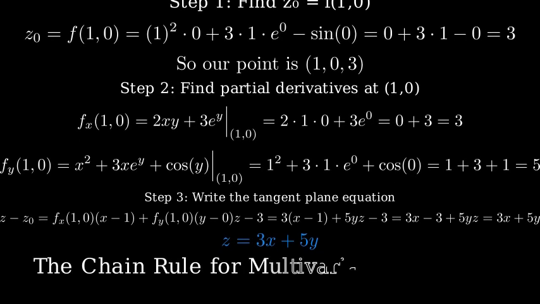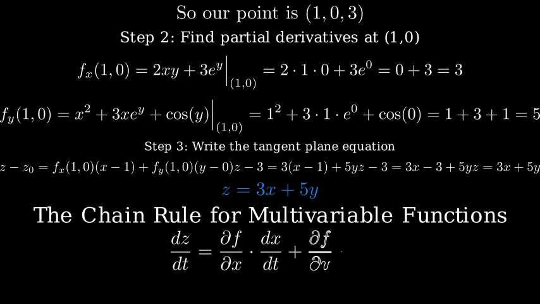The chain rule tells us how to compute the derivative of a composite function. In the multivariable setting, it gets more complex, but follows the same fundamental idea. If z equals f of x and y, and both x and y depend on t, such that x equals x of t, and y equals y of t, then the derivative of z with respect to t is dz over dt equals the partial of f with respect to x times dx over dt plus the partial of f with respect to y times dy over dt.